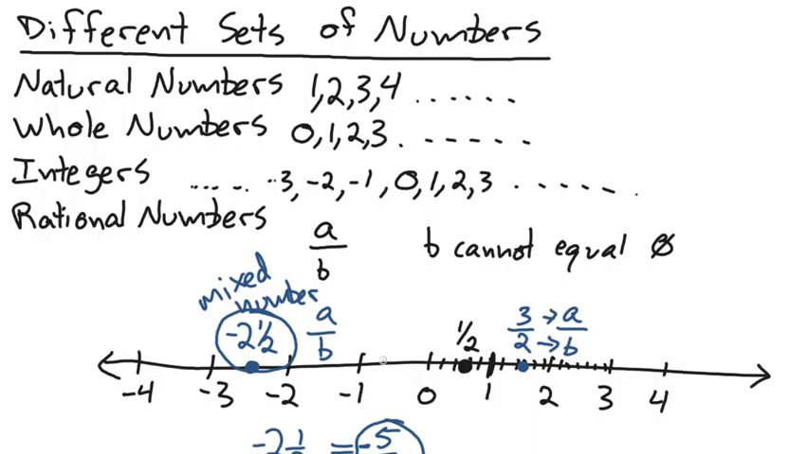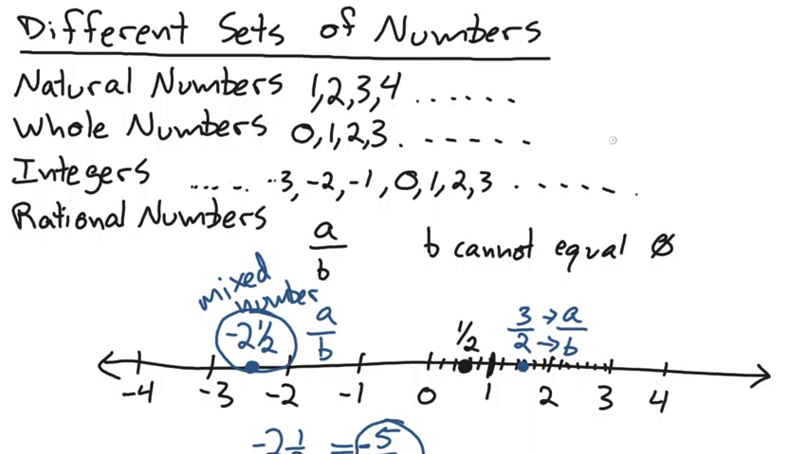I just want to show that rational numbers could be any number on the number line, not just the natural numbers, whole numbers, or integers, but any number in between. This should kind of make sense to you.